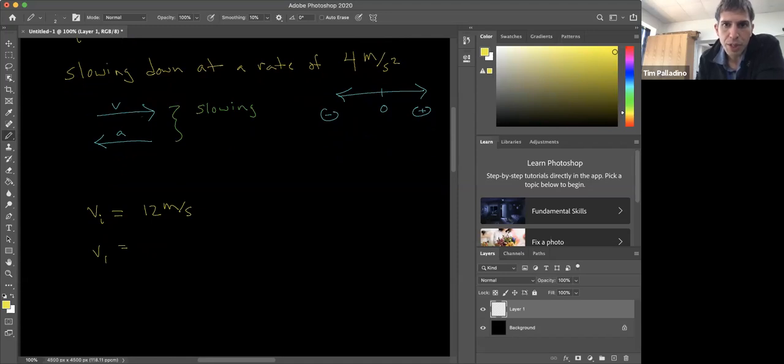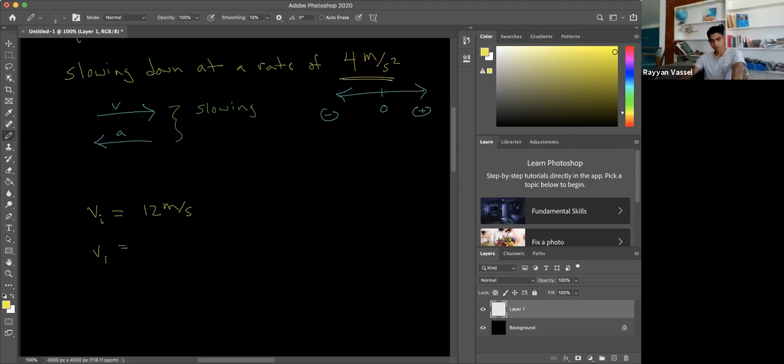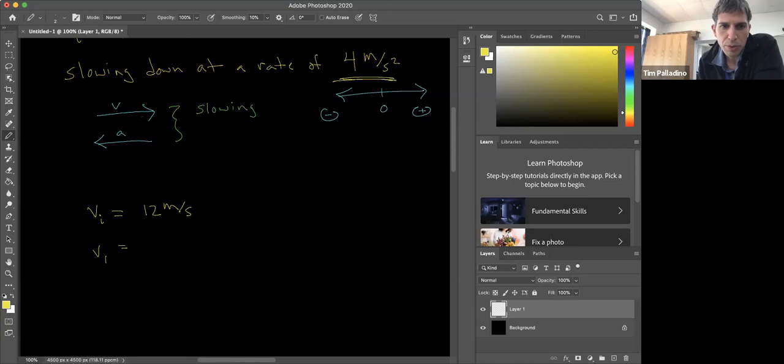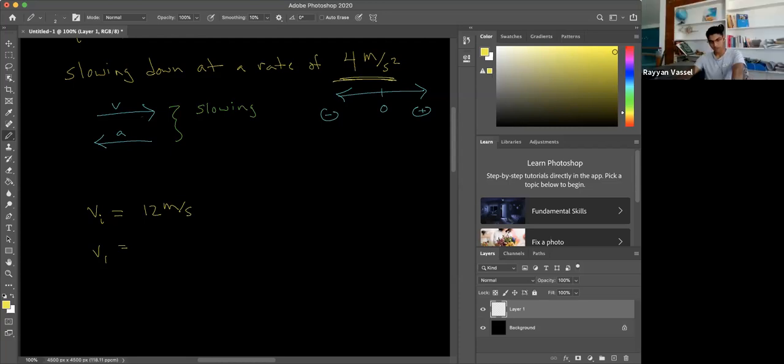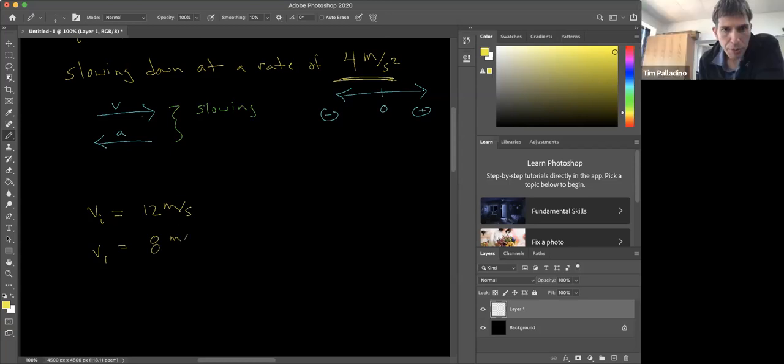How much does the velocity change by? Oh, 4 meters per second. Yeah, so it's going to decrease. It's going to go from 12 to what's this number here? 8. Very good, 8 meters per second. And after 1 more second, so after 2 seconds in total, what should the new velocity be? 4. Very good, 4 meters per second.